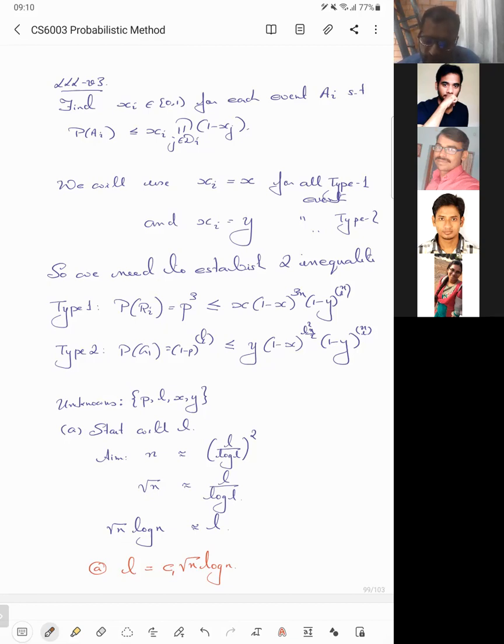Okay, but now we know that in order to apply LLL V3, we have to satisfy these two inequalities.